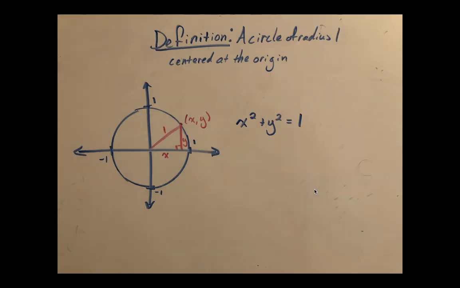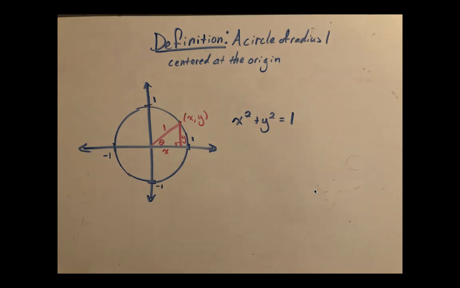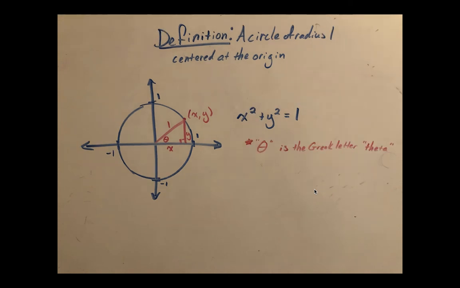And the side lengths in this right triangle, you've got the horizontal leg is x, the vertical leg is y. Those are the same x and y as you have in the coordinates of the point. And the hypotenuse is 1 because it's a radius of the circle. And we're going to go ahead and name the angle between the positive x-axis and the hypotenuse theta, which is that funny little symbol there.